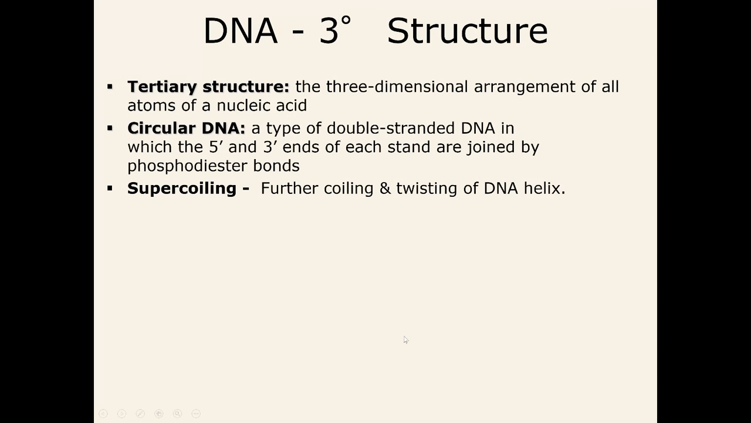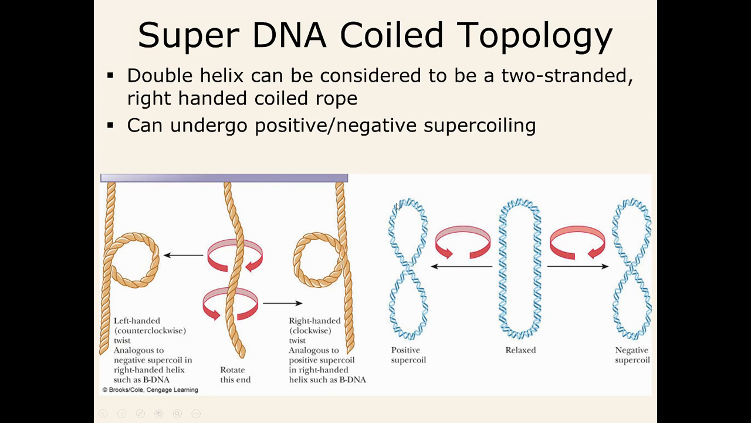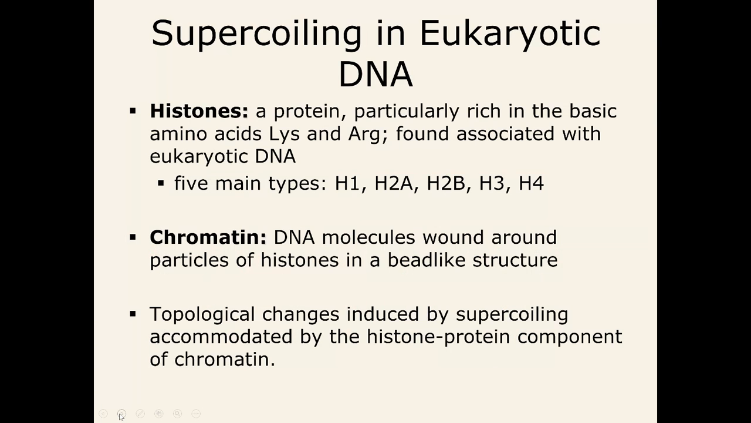There's tertiary structure, where some DNA is circular and some does supercoiling. So the double helix can be considered like a coiled rope. This coiling idea will be important because your nucleus, where the DNA is found in the cell, only has a certain amount of space. So the DNA has to somehow compress into a structure that will fit in there. It does that by coiling.